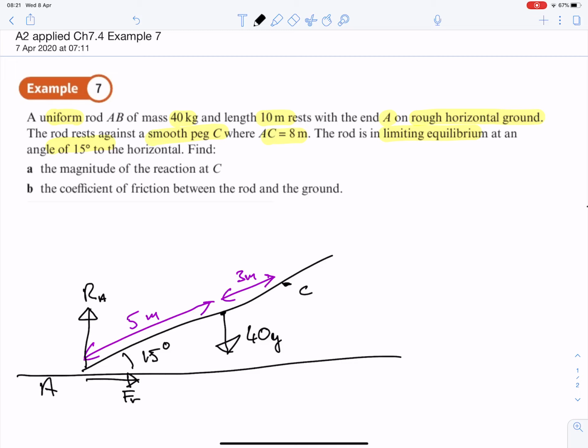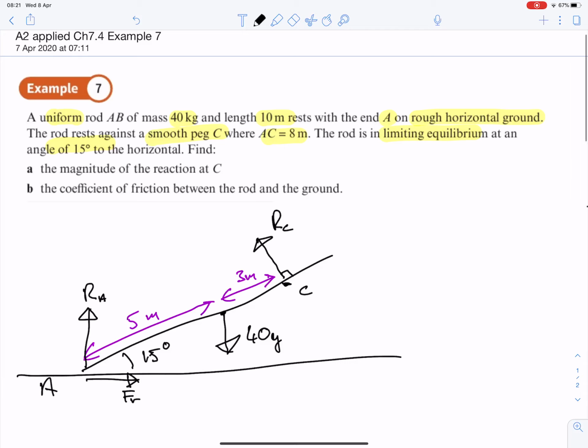Okay. Now the peg is smooth at C, and the reaction at C, you may have made a slight error here on your diagrams, but you've got to understand that the reaction is going to be perpendicular to the rod. So we've got RC perpendicular to the rod. It's not vertical or horizontal. Yeah, the actual reaction is perpendicular to the rod.